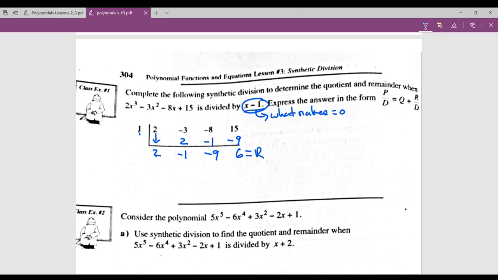Add 15 and negative 9 to get 6. The last term is your remainder. These are the coefficients of your quotient, okay? So we divided a cubic by degree 1, so we should get a quadratic, i.e. we drop the degree by 1. So this is actually 2x squared minus, and I'll put the terms in, 1x minus 9. That is our quotient.